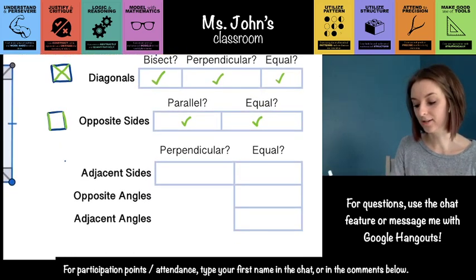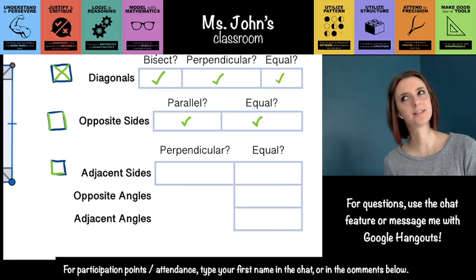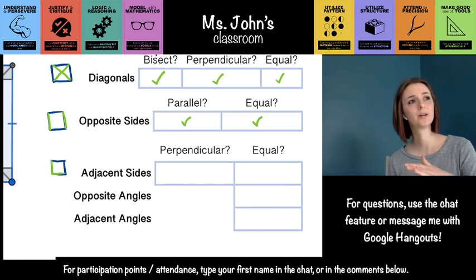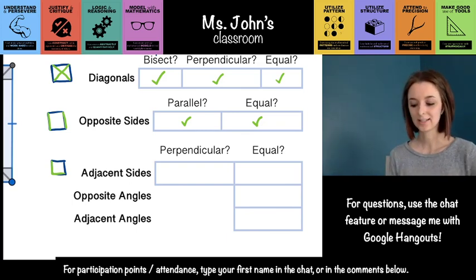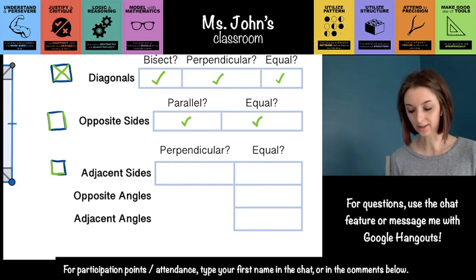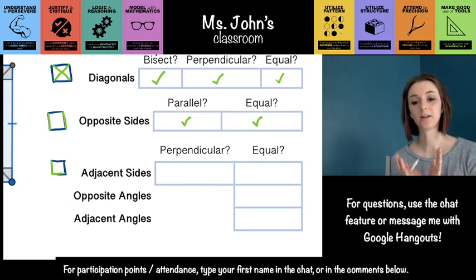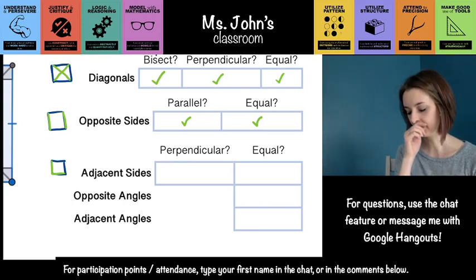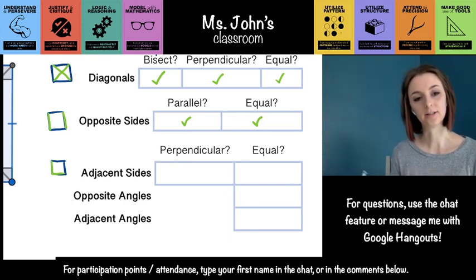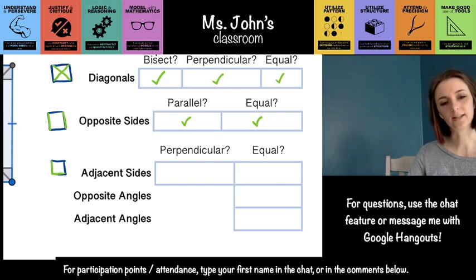When we're talking about adjacent sides, remember that in triangles we talked about the adjacent side being the one that's next to the angle. Adjacent, the way I'm using it, means the sides that touch each other. They're next to each other in the square. So there's my little picture with the two adjacent sides in green.